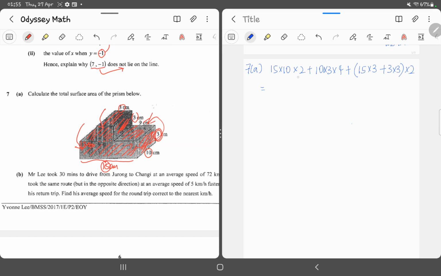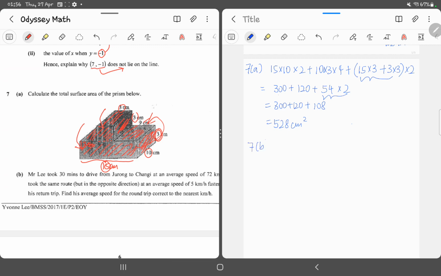So 15 times 10 times 2 is 300, plus 10 times 3 times 4 is 120, plus 15 times 3 plus 3 times 3 gives us 54. So that will be 54 times 2. So this is equal to 300 plus 120 plus 108. This evaluates to 528 cm squared. And we are done with question number 7a.